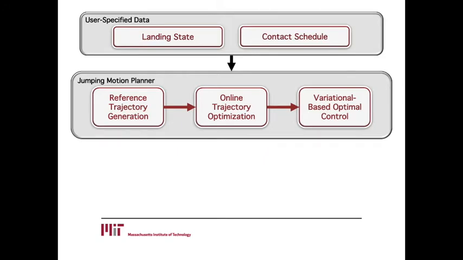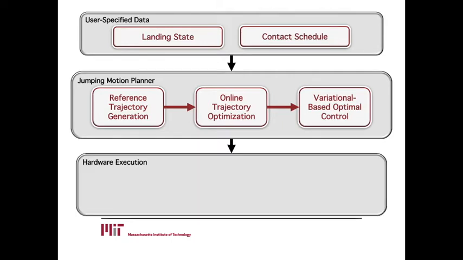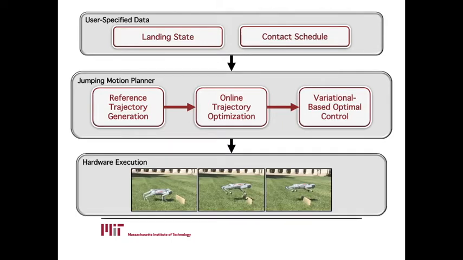Rather than MPC, we track the optimized trajectory using what we refer to as a variational-based optimal controller. This controller, which is analogous to a linear quadratic regulator, computes variations to the nominal optimal control policy that stabilizes the robot through its jumping motion at a rate of 500 Hz. The result is a controller that enables small-scale quadruped robots like the Mini Cheetah to perform aerial movements over obstacles such as hurdles.